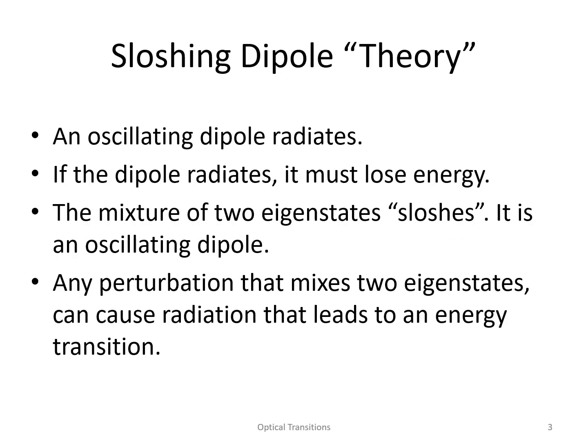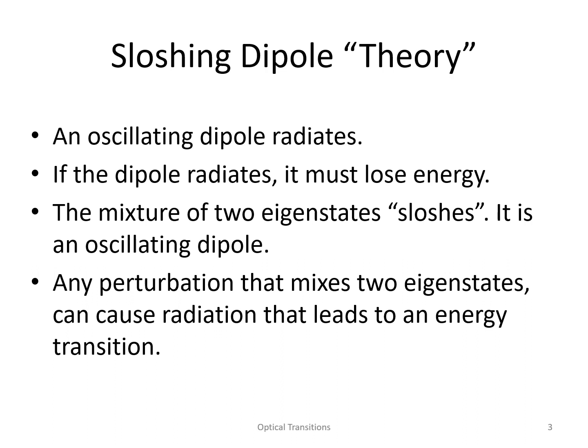So let me start with an approach that I call the sloshing dipole theory. And to summarize the essential physics, an oscillating dipole radiates. So if I have a charge which is oscillating, which is accelerating, that charge will radiate electromagnetic waves. If the dipole actually radiates, then it must lose energy.